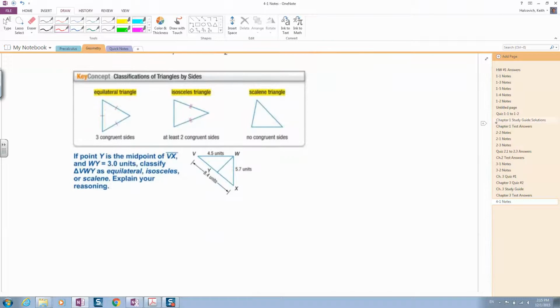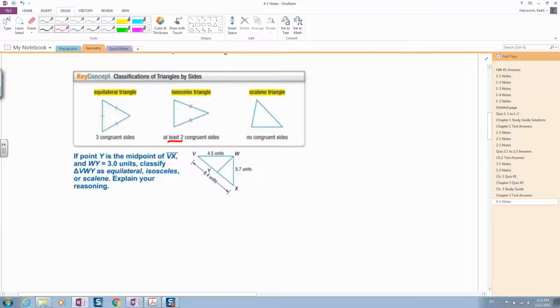The other way you can classify triangles is by their sides. If they have three congruent sides, it's equilateral. If there are two congruent sides or more, it's isosceles. And if there are no congruent sides, it's scalene. Understand that an equilateral triangle is a type of isosceles triangle, but not all isosceles triangles are equilateral. They only have to have at least two congruent sides.